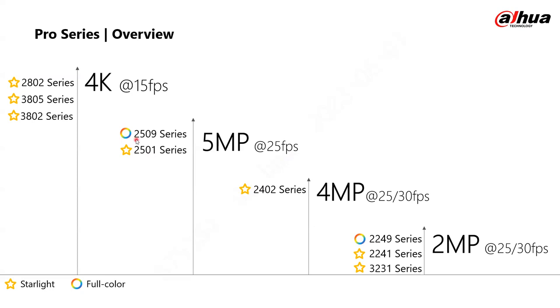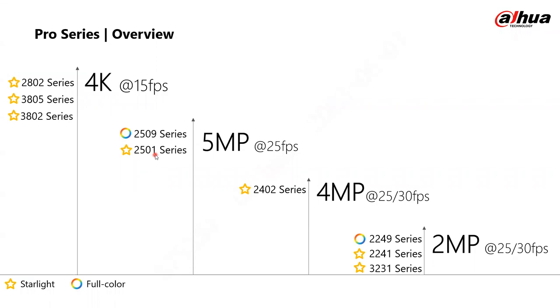So this is a Starlight, actually the Pro Series platform. The Pro platform, 5 megapixels, first generation, full color function. On the other end, for the Starlight, this supports the Pro Series, 5 megapixels, first generation. Then this is the Starlight function for low illumination.